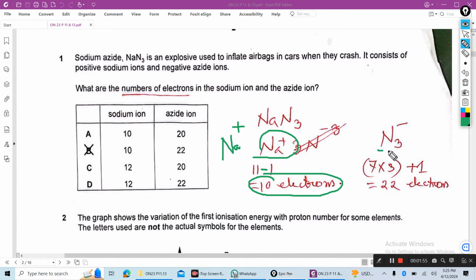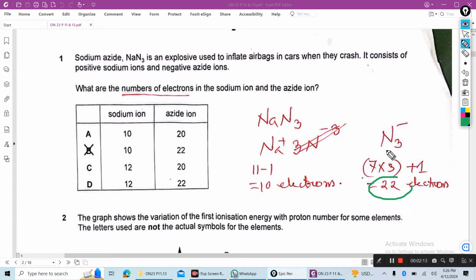And for the azide ion, nitrogen has atomic number 7, so 3 nitrogen is 7 times 3, 21 electrons. Minus 1 means 1 electron more, so it will be added. 21 plus 1, the total number of electrons is 22. Answer B is the correct answer.